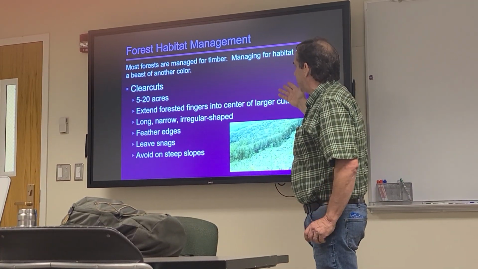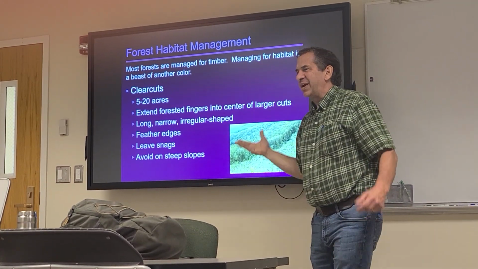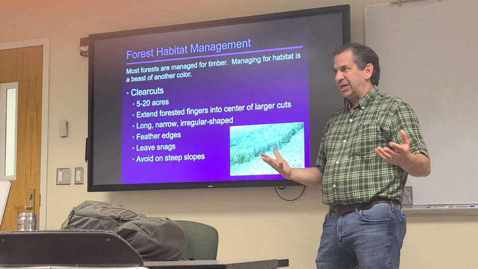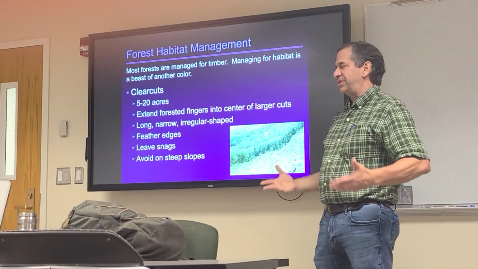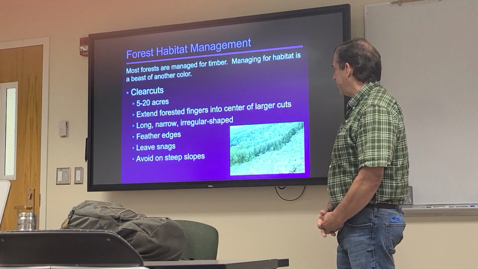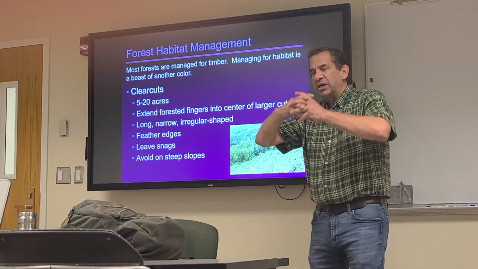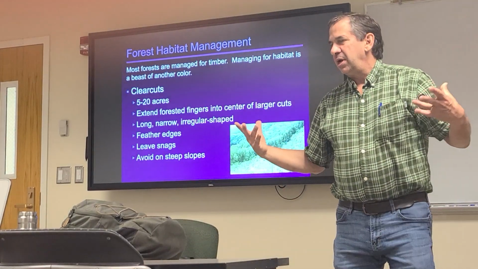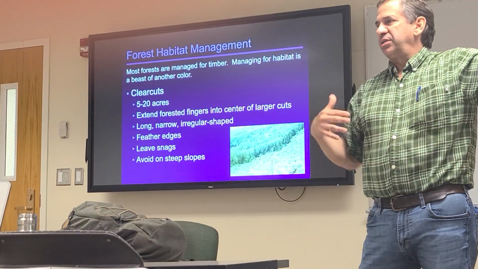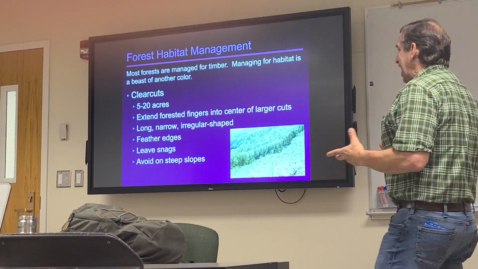So some considerations of clear cuts. 5 to 20 acres is a nice size clear cut. You get one too big and out in the middle, there's just not as much potential use of it. Clear cuts that are long and narrow and irregular shaped are usually better than big square blocks of clear cuts. Yep, you have more edge, okay?